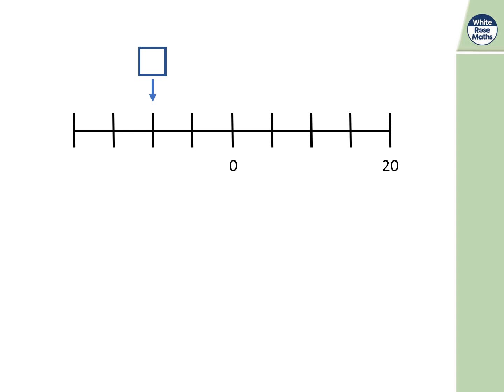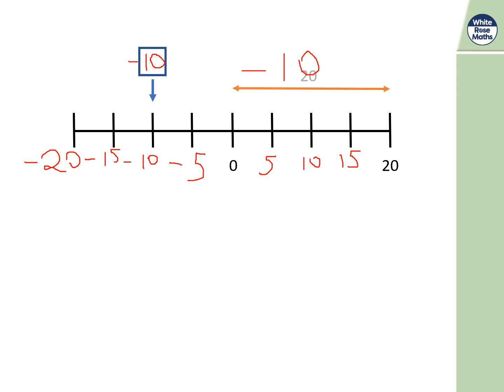Filling in the gap now. It goes up in fives: 5, 10, 15, 20. It will be negative 5, negative 10, negative 15, and negative 20. So the arrow is pointing to the number negative 10 or minus 10. The arrow is pointing to minus 10, so not minus 2.